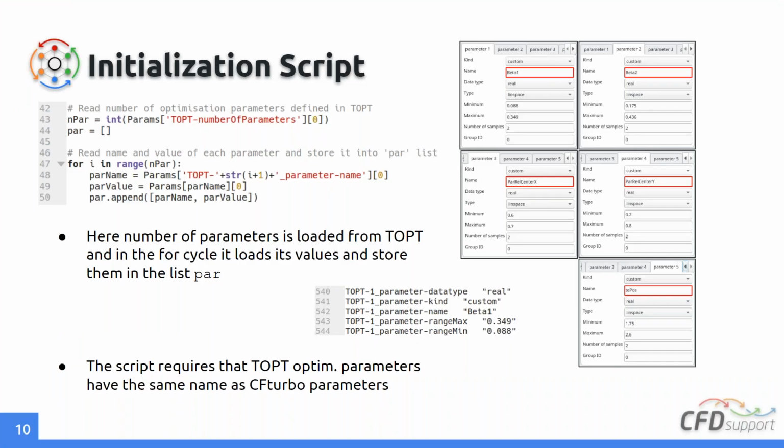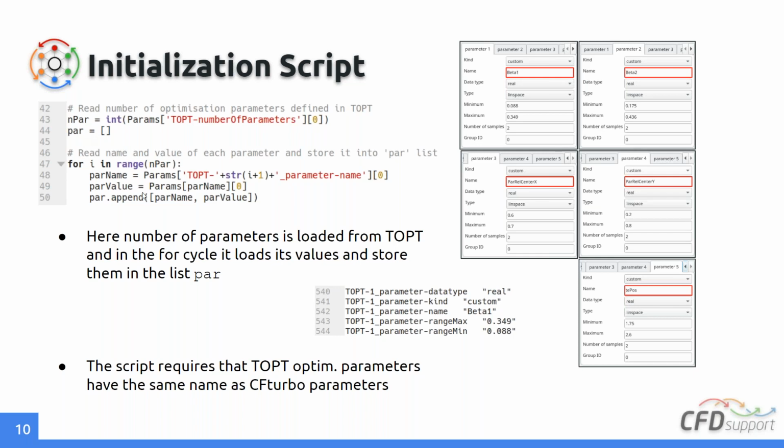So back to the script. Here into the number of par variable, we load the number of parameters. So we have 5 parameters. This variable will hold number 5, and we will create an empty list to fill the names and values of the parameters.